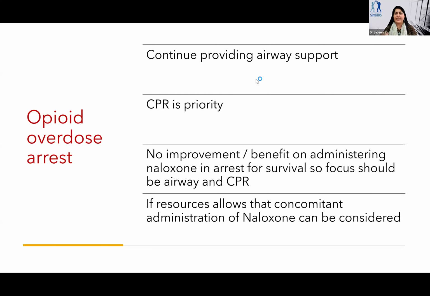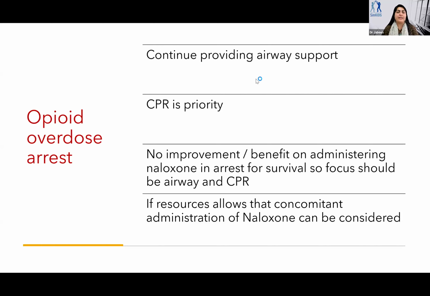This is the nutshell, the key point here: if the patient is in respiratory arrest or cardiac arrest, airway management and CPR still have the priority. Yes, if you have a third person available in addition to your airway support and CPR support, then you can provide naloxone. Okay.